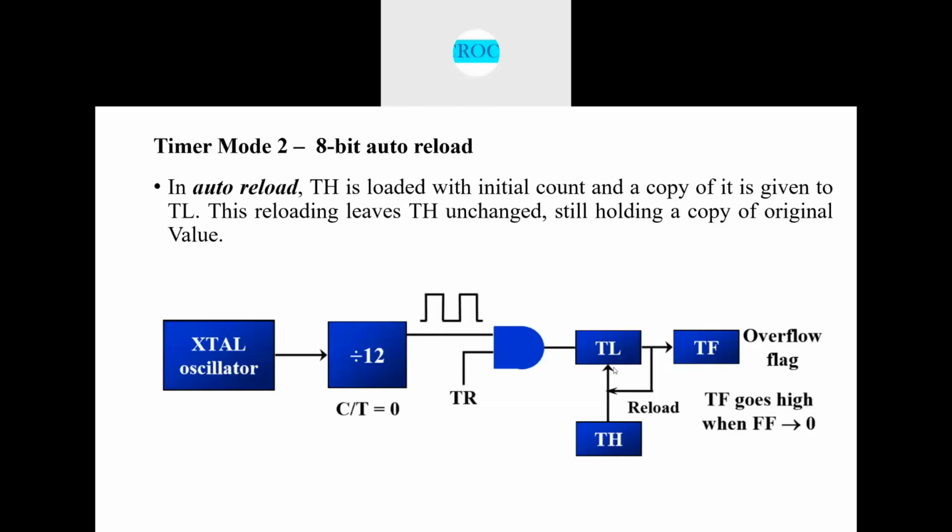After 256, what will happen here? It will reset and it will set the overflow flag to 1. And whenever the overflow flag is set to 1, it will reinitialize. The TL register will be loaded with whatever value we have in the higher byte register. Take an example: the higher byte register is initialized with A0H. So after reset, the TL register will be reinitialized with the A0H value.